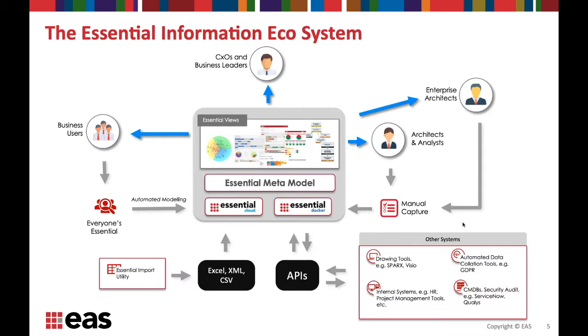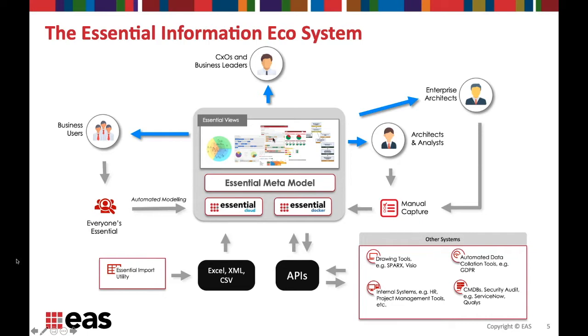Okay, so in terms of what Essential is, this is what we think of Essential. This is the ecosystem, if you like. So in the middle here, as I said earlier, you can have cloud or Docker. So if you're an organisation that isn't allowed maybe to use the cloud, then you can have it on Docker in your environment if you want, or we host it in cloud for you. And as I say, the core really is the Essential meta model in the tool, and then you've got all the views.